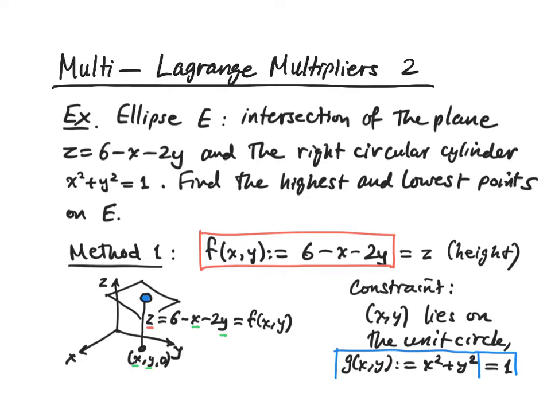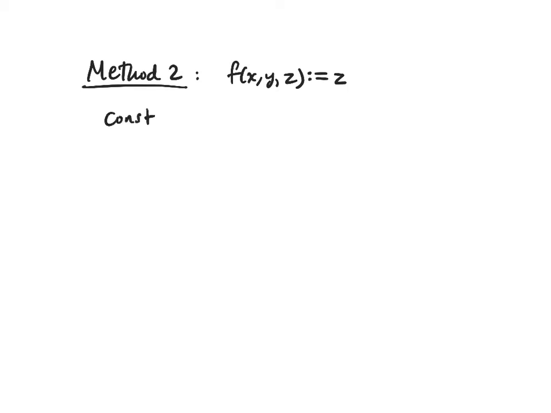Okay, well, now let's see how we can do it a different way. I'll call it method 2. This time we're going to treat it as a three-variable problem, where the objective function, as a function of three variables, is just z. That's the height of a point. But now I'm going to have two constraints. The two constraints are the equation of the plane, so let me call that g1 of xyz.